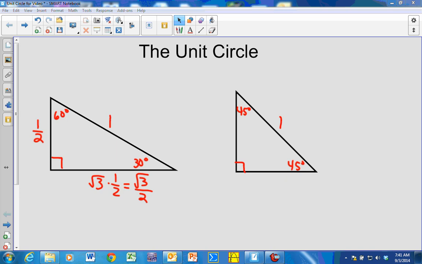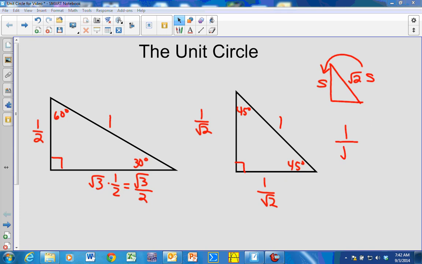For a 45, 45, 90 triangle, if you remember, if you took the short side, you were supposed to multiply it by the square root of 2 to get the hypotenuse. So we're going this direction. Instead of multiplying by square root of 2, we need to divide by the square root of 2, which gives us 1 over the square root of 2 for this length, which of course means this one is the same.